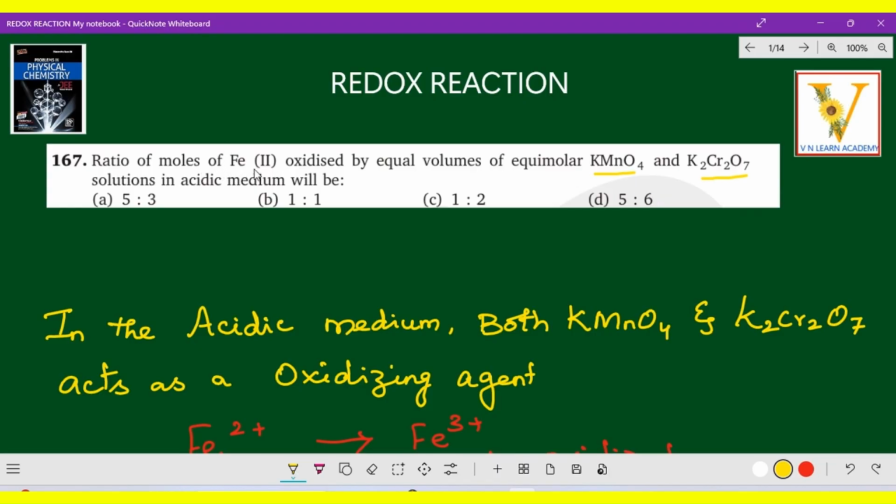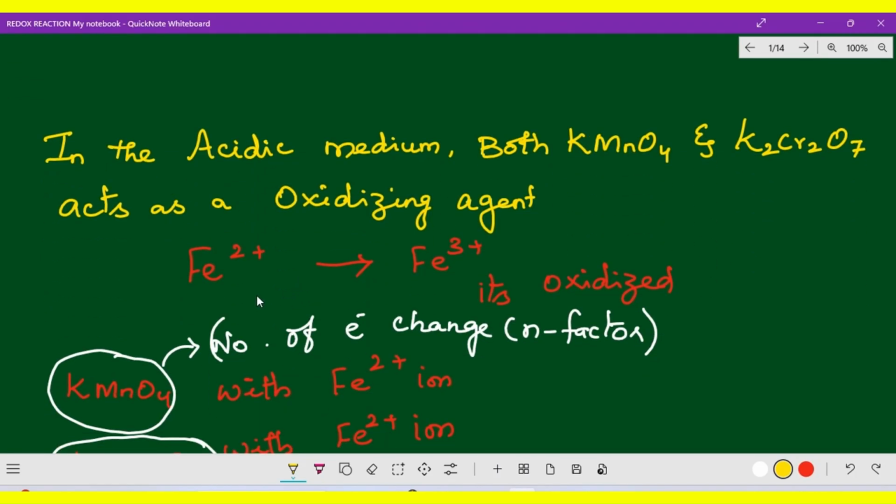Now this is an oxidation process. Fe2 plus is an oxidation process, and KMnO4 and K2Cr2O7 is a reduction process. You know very well, here KMnO4 and K2Cr2O7 are oxidizing agents, and this one is a reducing agent. Okay, a reducing reagent. Here I just bring this point for you to remember and understand. In acidic medium, as they mentioned very clearly, both KMnO4 and K2Cr2O7 act as oxidizing agents. That is what I just mentioned.